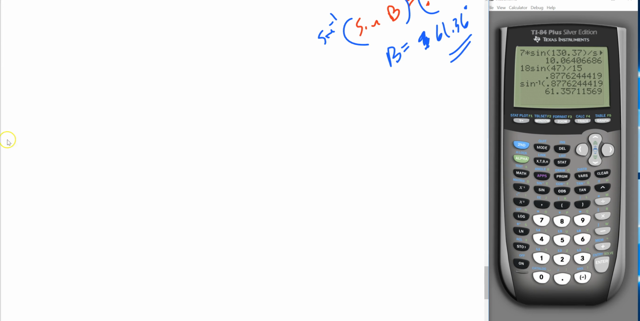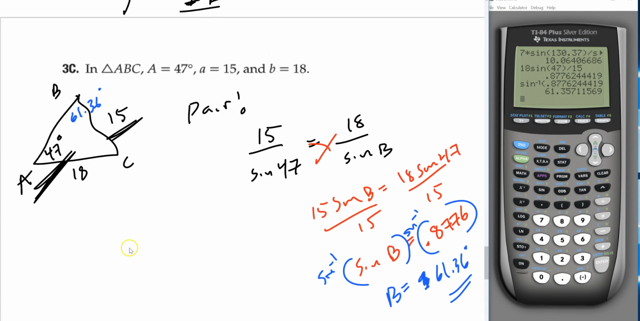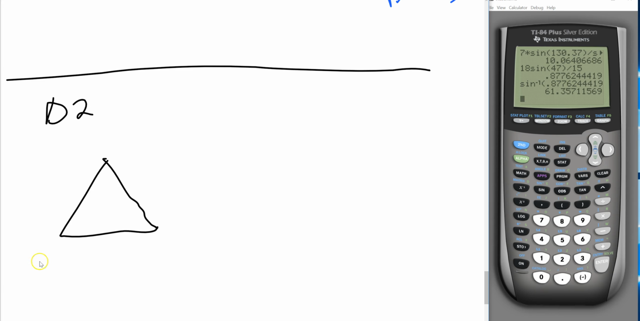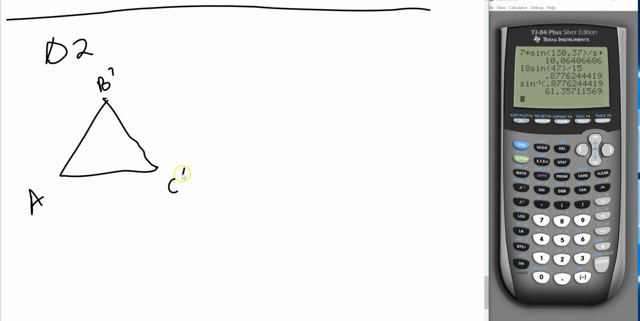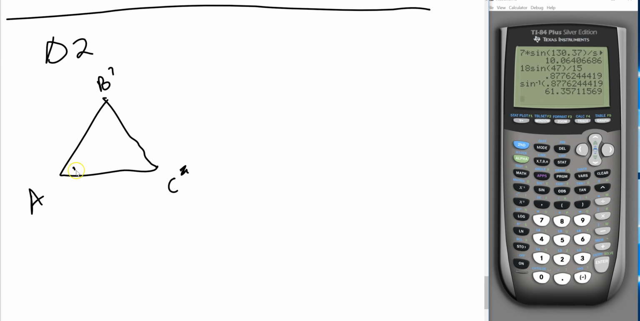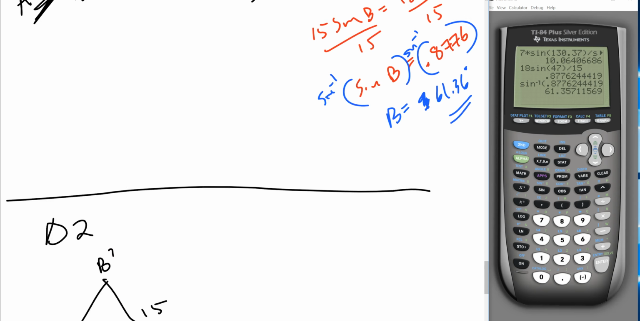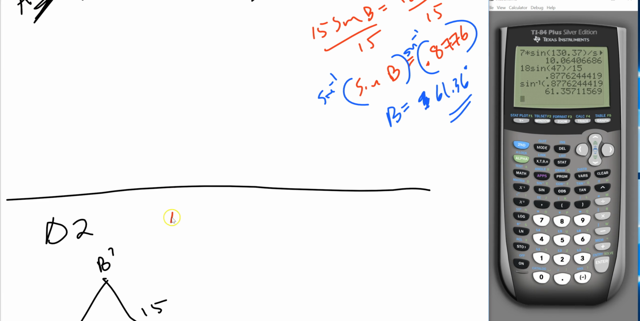So I'm going to go over here and let's make our triangle 2. Now remember, the way triangle 2 works is the exact same, all the same givens as triangle 1. So 47, 15, 18. So A, B prime because it's triangle 2, C prime. Actually just C, not C prime. 47 degrees, 15, and 18. Now, we do have angle B. Angle B right there is 61.36.